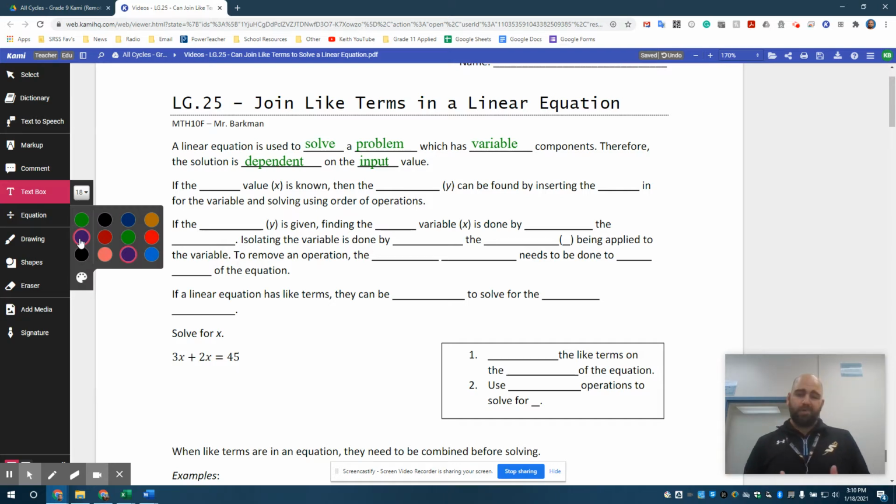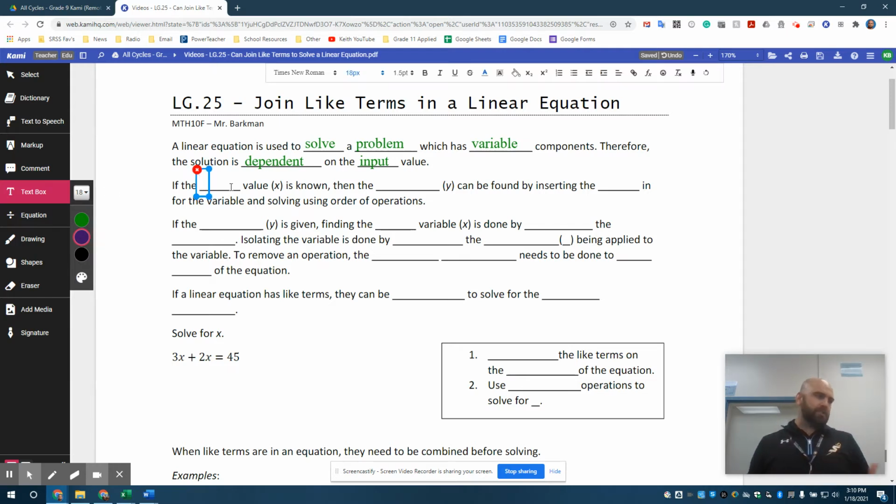Now, if we know the input, we can find the output. If we know the output, we can determine what the input is. If the input value is known, so that's usually our x value, it could be really any other letter, and today we're going to look at what happens if it's a different letter. It's the same thing; we're just solving for that letter. If the input value is known, then the solution, in this case usually y, can be found by inserting the value in for the variable and solving using order of operations.